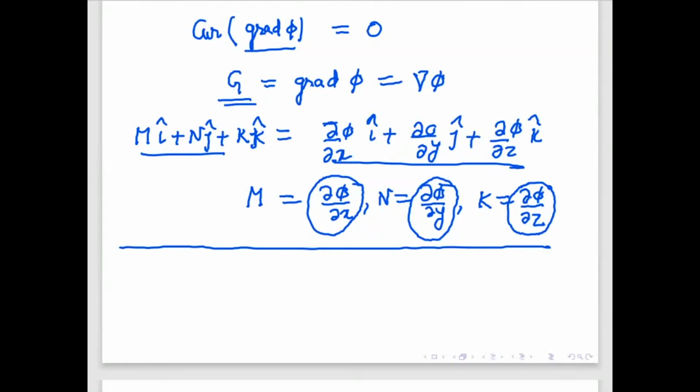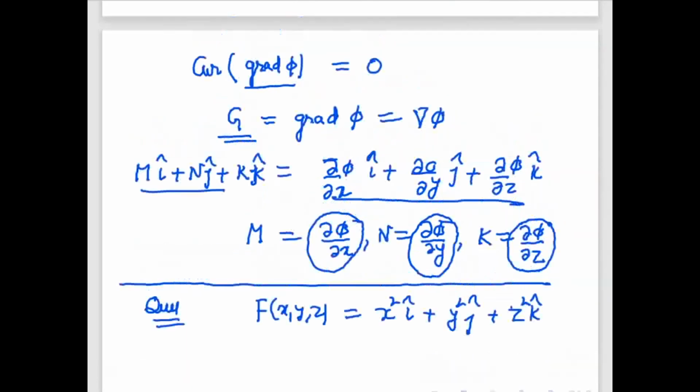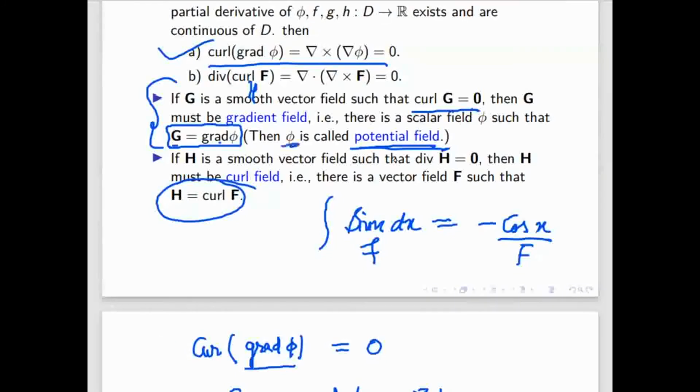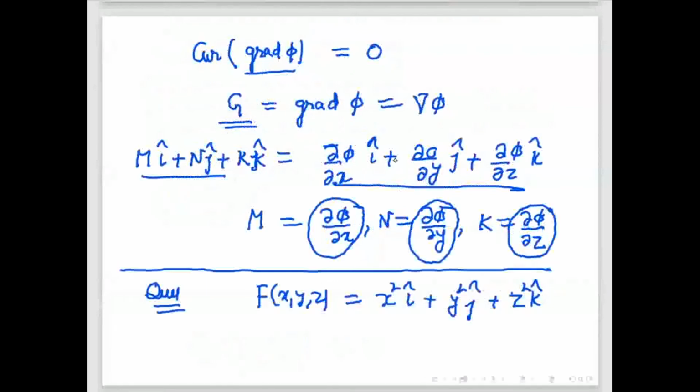But suppose the question is this one, I will complete again this one. Suppose a question is given, F is x square i cap, y square j cap, and z square k cap. So the question is, is this a potential field or not? That means you have to check that there exists a scalar phi such that it can be written in terms of grad phi or not. So if you write this in terms of grad phi, then we will get M equal to del phi by del x, N equal to del phi by del y, and so on. In this question, phi is not given.